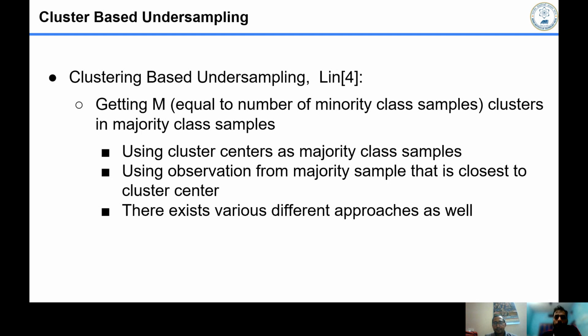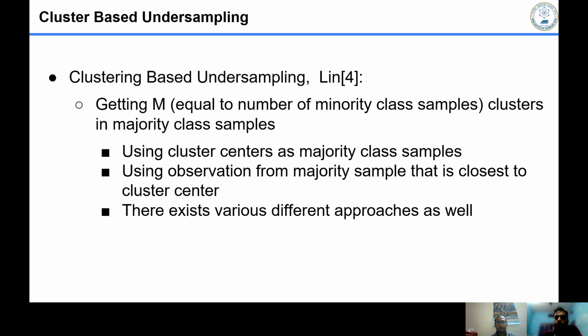There has been several research work around sampling using the clustering approach. However, we will discuss the approach proposed by Lin. These approaches are easy and very intuitive to follow. If there are m samples in the minority class, this approach suggests forming m clusters using majority class samples, and then you can take the center of each cluster as the representative of the majority class, combine it with the minority class, and follow up with building classifier models.